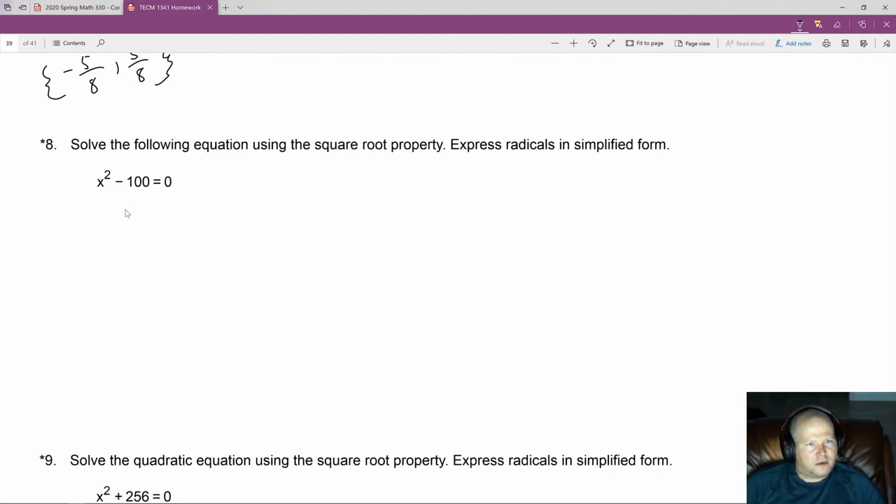Solve the following equation using the square root property. Express radicals in simplified form. Now, I'm going to solve for the x squared first, which means I need to undo the subtraction of 100 by adding 100.